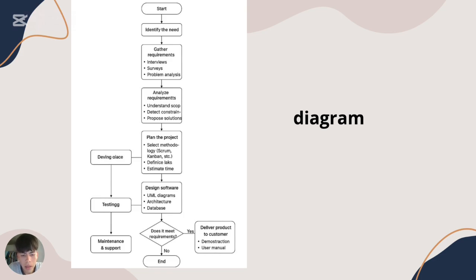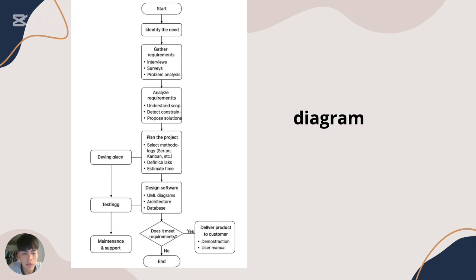5. Plan the project. The next step is plan the project. This includes selecting the development methodology such as Scrum or Kanban, defining the tasks and estimating the time needed to complete each task.